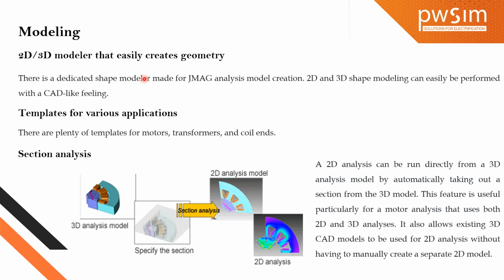We can do a section analysis in JMAG Designer, where if you have a 3D analysis model, you can take a section and perform a 2D analysis, and you can see the result. So 2D can be converted into 3D and 3D can be converted into 2D by using section analysis.